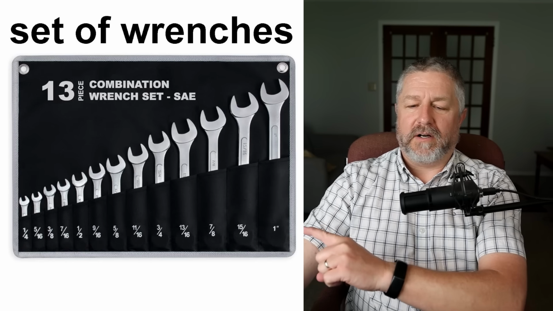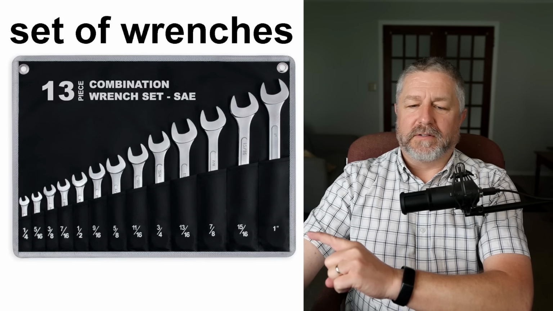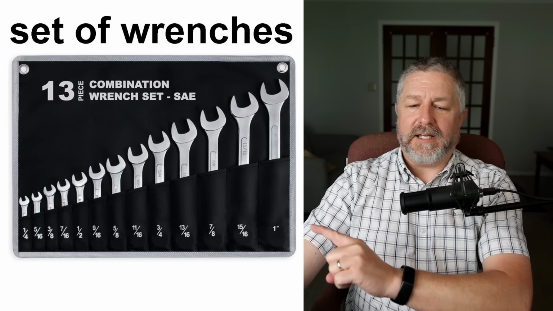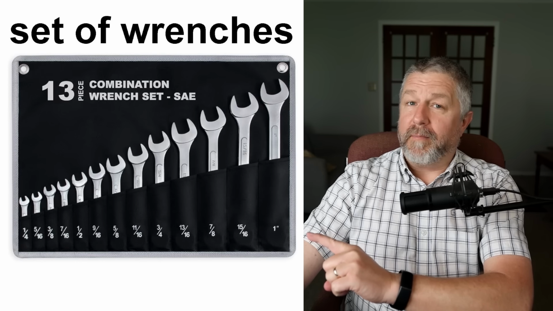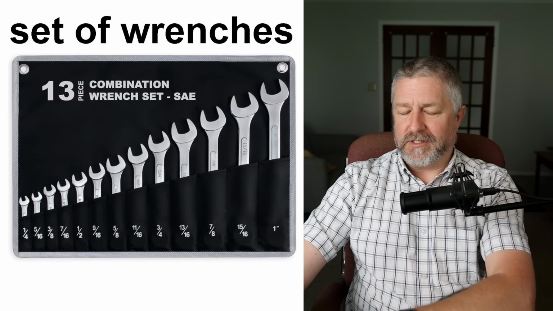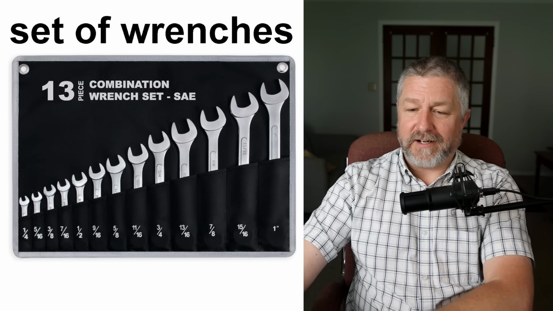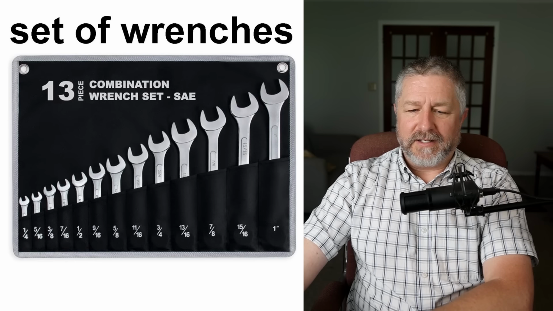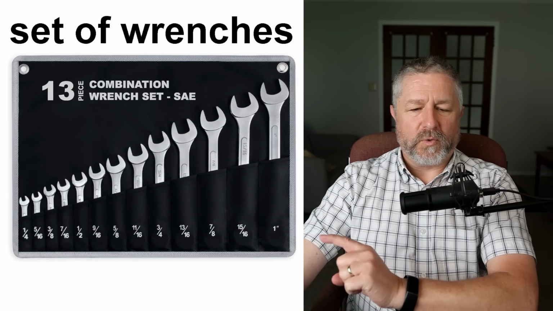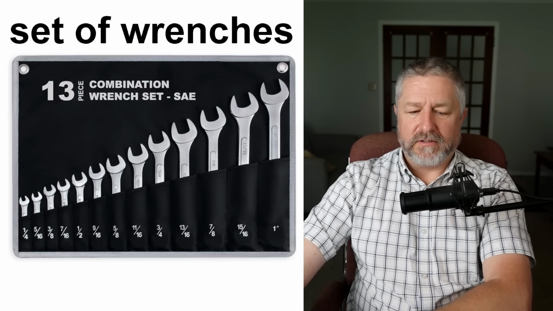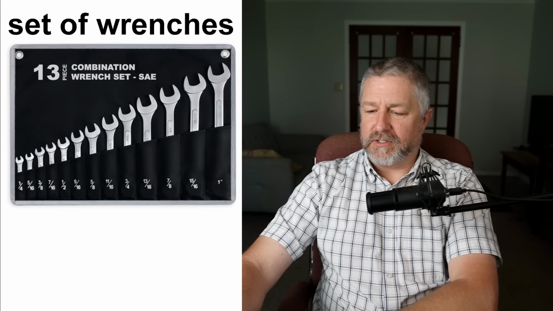Notice that these are what I would call imperial. So you can see, I guess SAE is maybe the correct term. They're not metric, by the way. This set of wrenches has 13 wrenches. There are 13 wrenches in this set of wrenches. And they are all the way from 1/4 inch up to 1 inch. Very cool. I need a new set of wrenches. I should buy one.